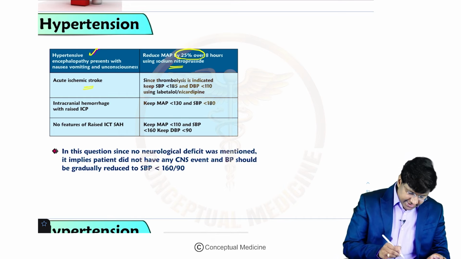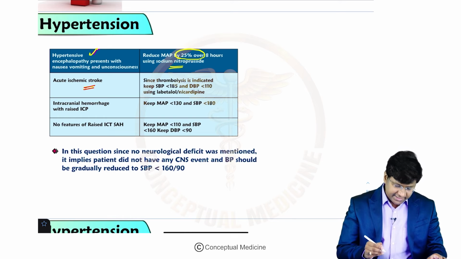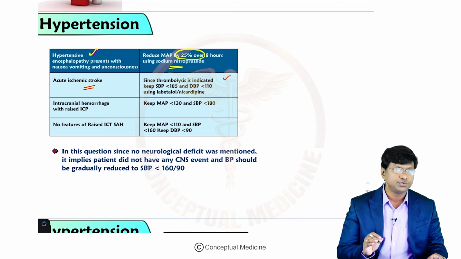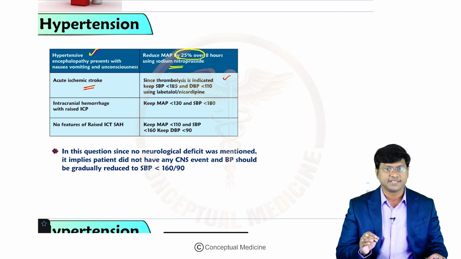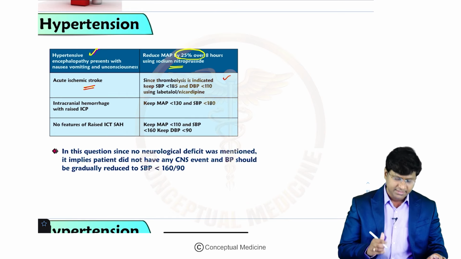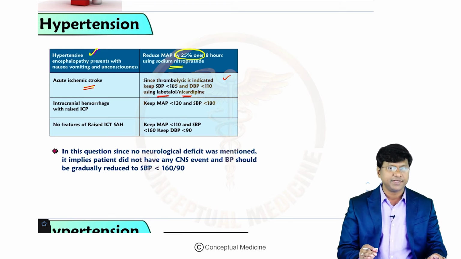And in a clinical scenario of acute ischemic stroke, remember, you need to thrombolyze the patient after reducing the systolic blood pressure to less than 185 and diastolic blood pressure to less than 110 millimeters of mercury. And how can you reduce the blood pressure to less than 185 or less than 110? By using labetalol or nicardipine.